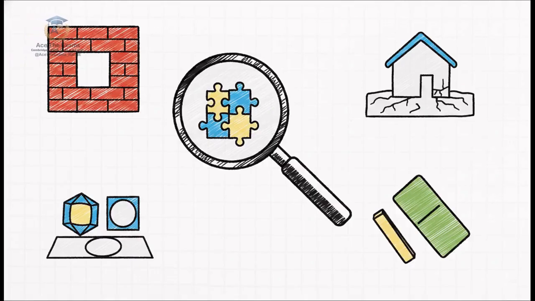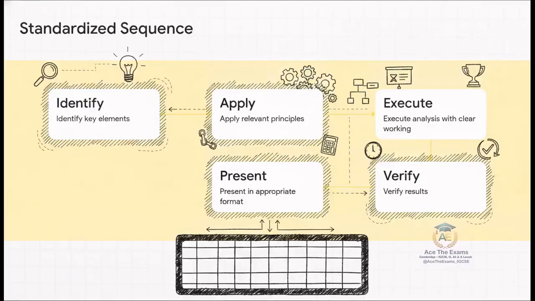This is what true critical analysis looks like in information technology. It's not just taking the data at face value, it's interrogating it like an expert. So let's recap our standardized exam strategy sequence to ensure you never miss those easy method marks again. 1. Identify the key elements of the project. 2. Apply the relevant principles of 15.3 like float or dependencies.